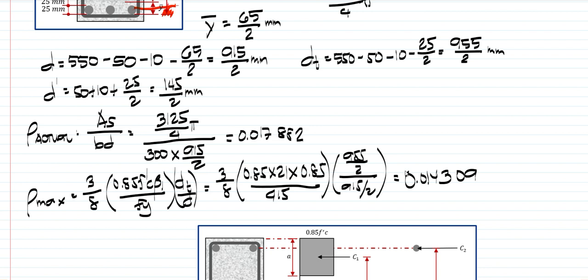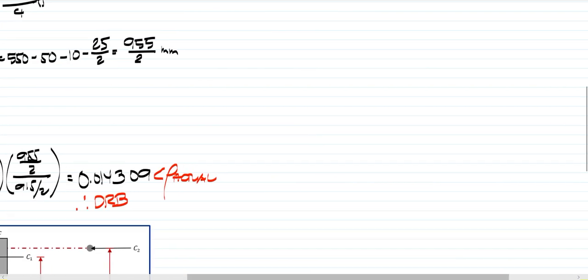So, as you can see, our rho required, or rho actual, is greater than our rho max. Therefore, it is true that we can assume that this is a doubly reinforced beam. Then, let's check our rho balance, because we can know whether this is over-reinforced or under-reinforced.